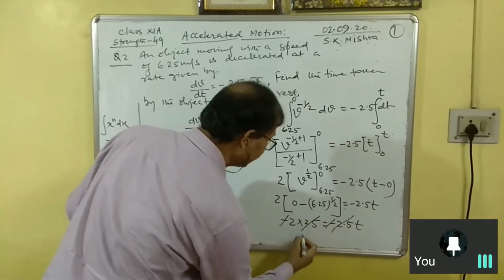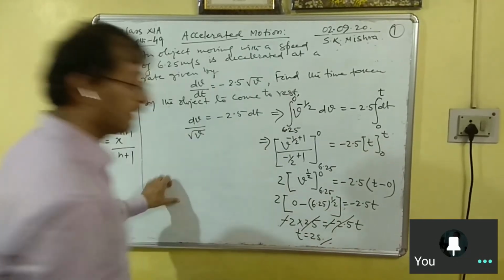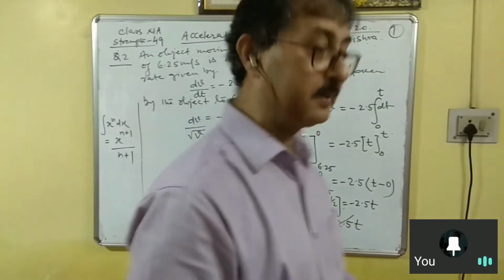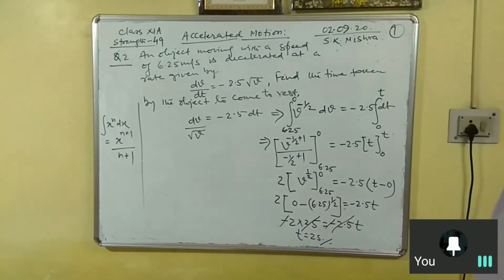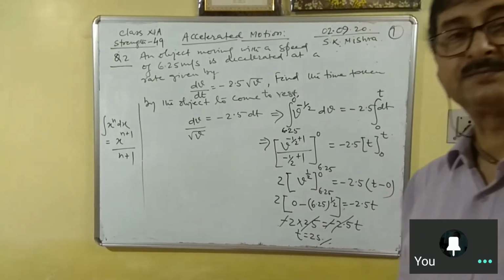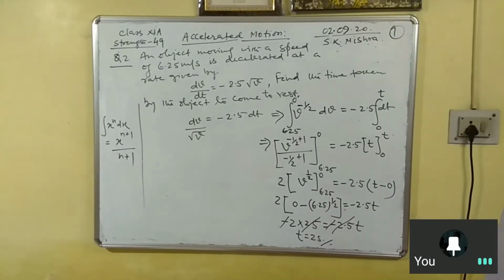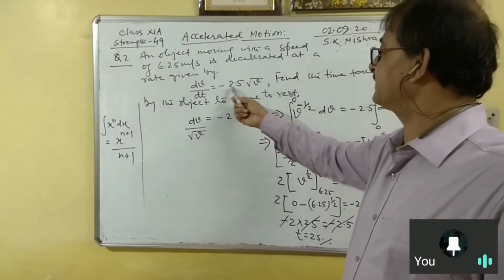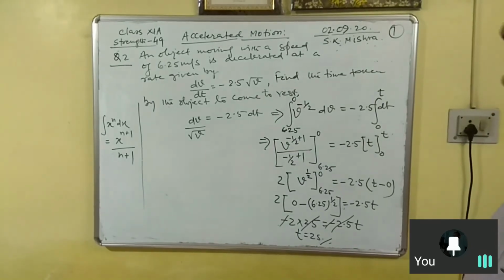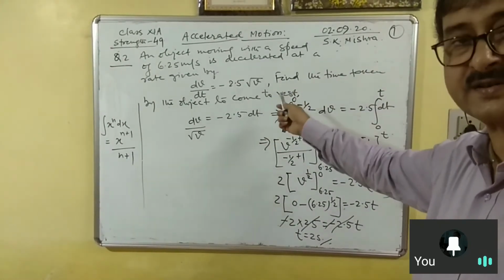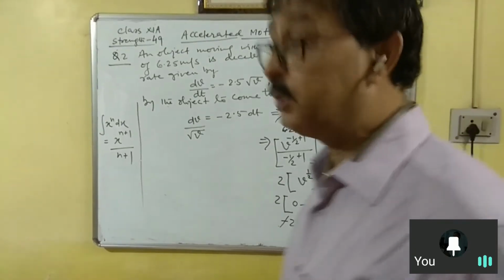Now the final answer is, after t is equal to 2 seconds, the velocity, the speed of the body, becomes 0. So finally the body will come to rest after a time interval of 2 seconds. If the retardation is varying with the velocity by the relation given here, then you have to find the time taken by the object to come to rest. So after 2 seconds, the object will come to rest.